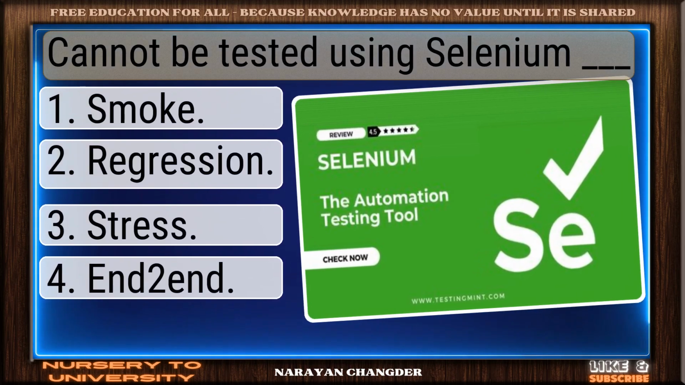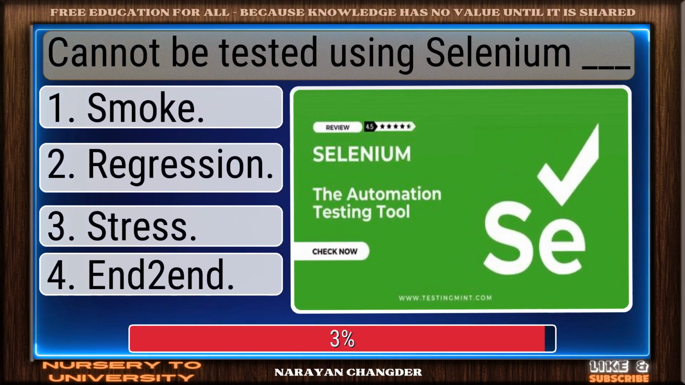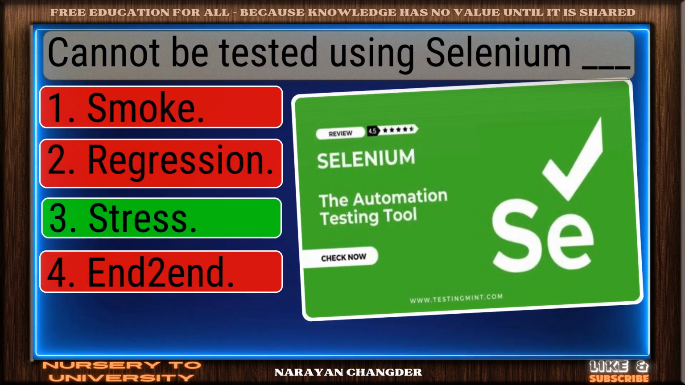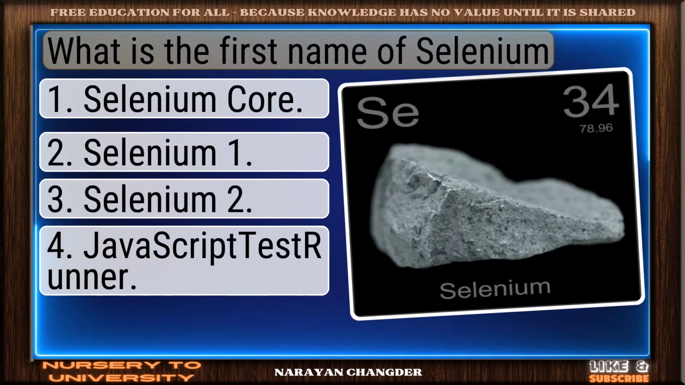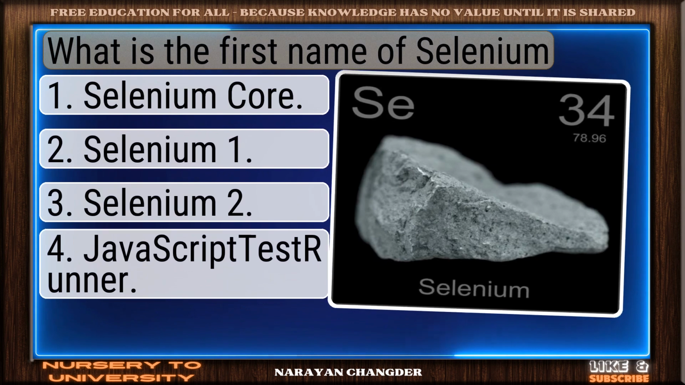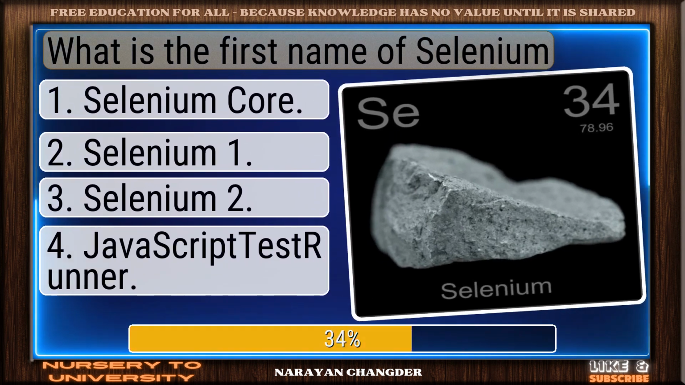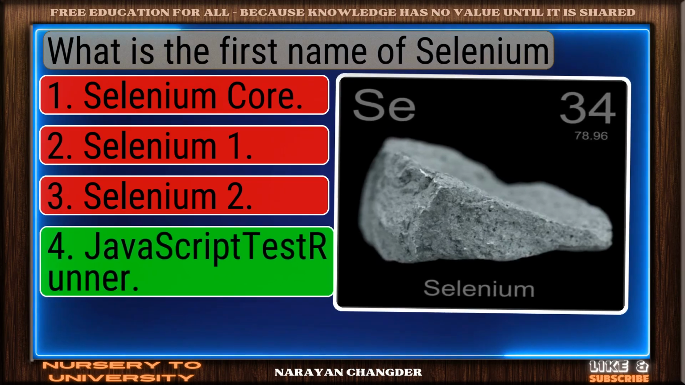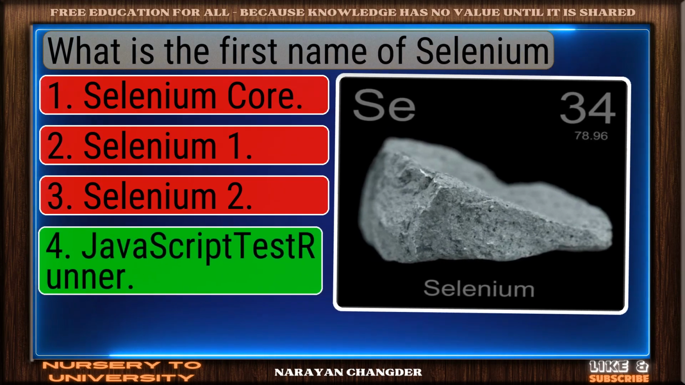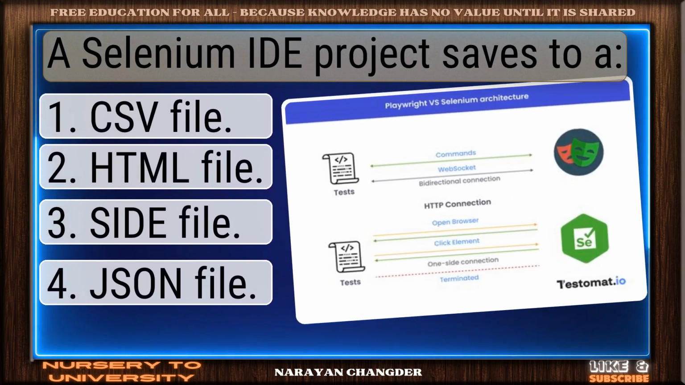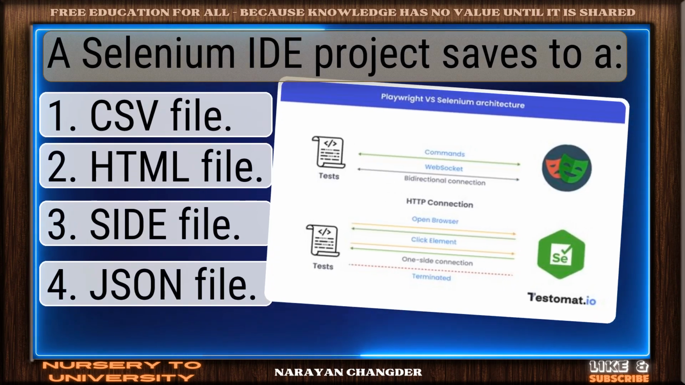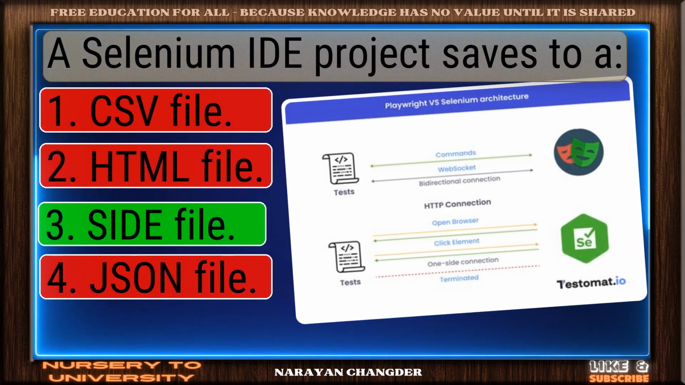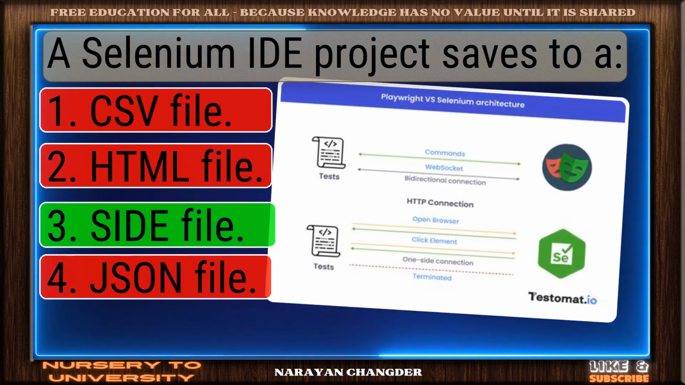Question number 61. Cannot be tested using Selenium dash. Nicely done. Stress is a solid answer. Question number 62. What is the first name of Selenium? You chose JavaScript test runner, and it is correct. Question number 63. A Seleniumide project saves to a. Well reasoned. Side file is the correct choice.